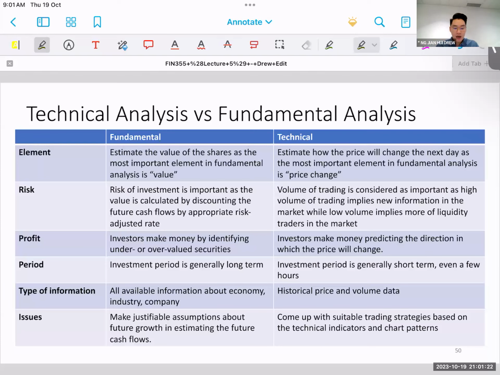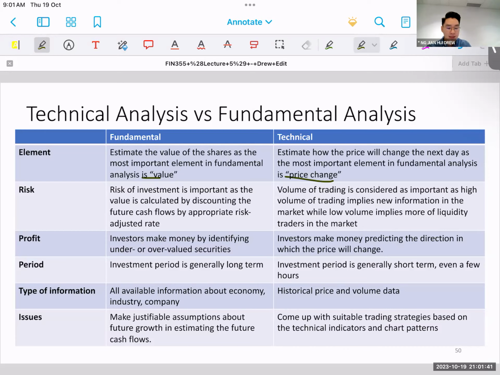Okay, so what are some differences here? Let's just go through it. Fundamental analysis, we're looking at value. Technical analysis, remember, we don't care about the price, but we only care about the price change, right? The change in price, because that will create profit for us.